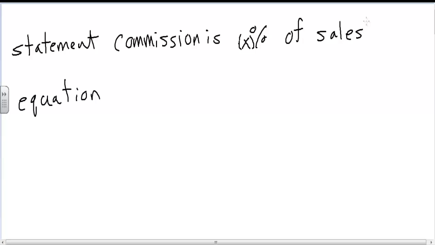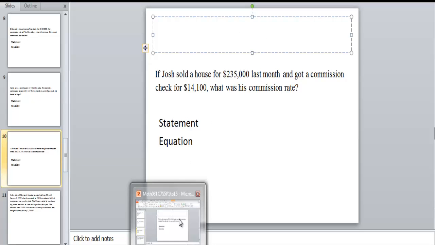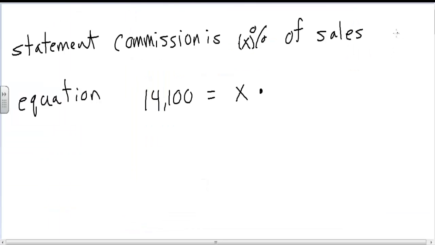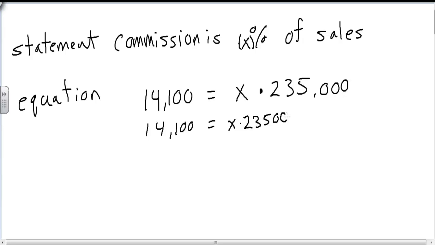Now what am I given? I know what my commission should be. So I'll say $14,100. Is interpreted as an equal sign. X is unknown, so I'm going to leave it as X. Of is interpreted as a multiplication sign. And the total sales of this house were $235,000. So to find the commission rate, I'm really solving the equation 14,100 is equal to X times $235,000.